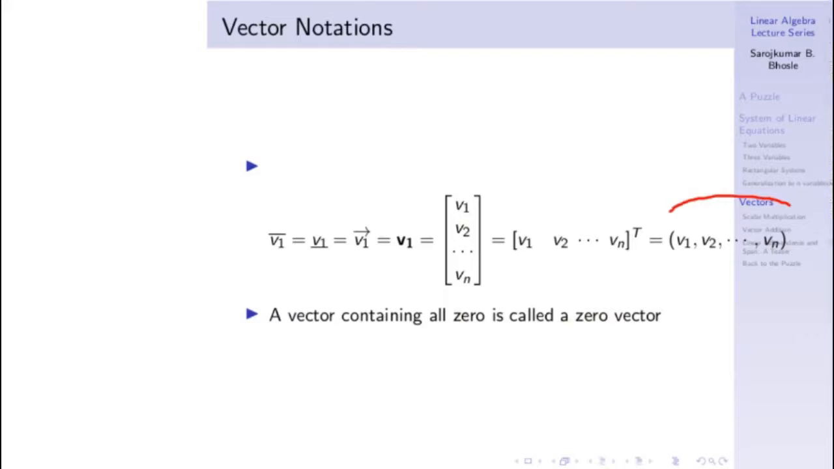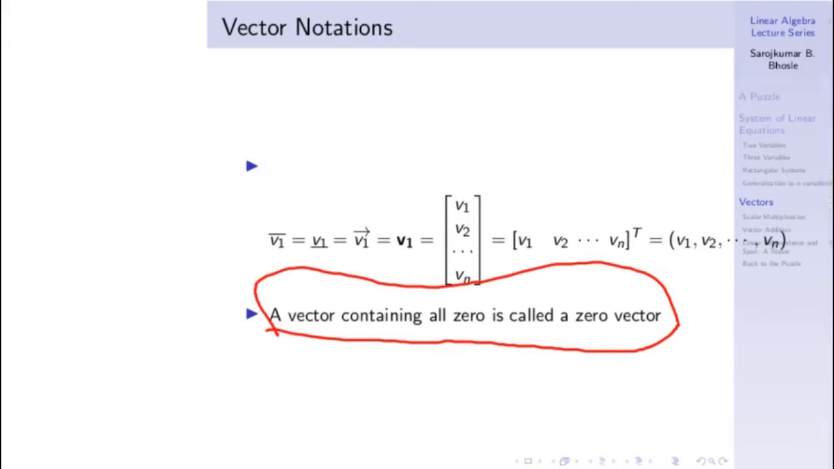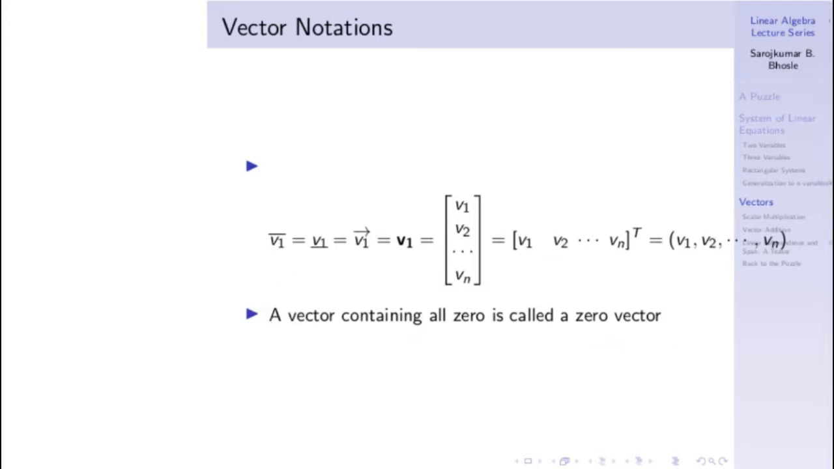Sometimes you may find this notation. This is also a notation used for vectors. This notation is mostly used in programming. Also, a vector containing all zeros, with all elements as 0, is also a vector and it is called the zero vector.